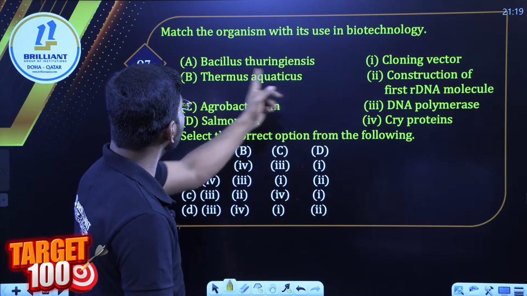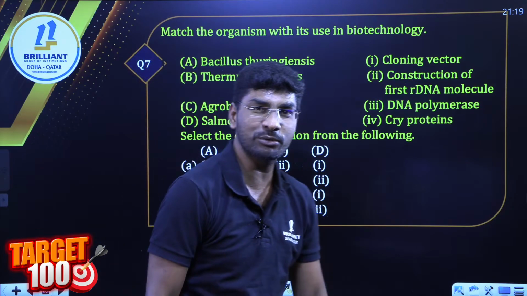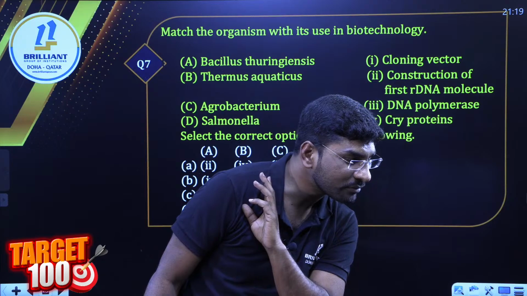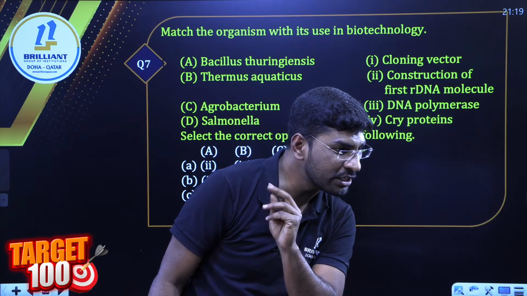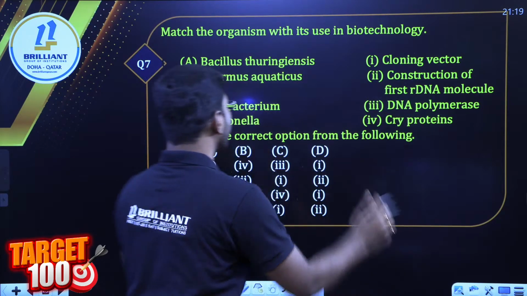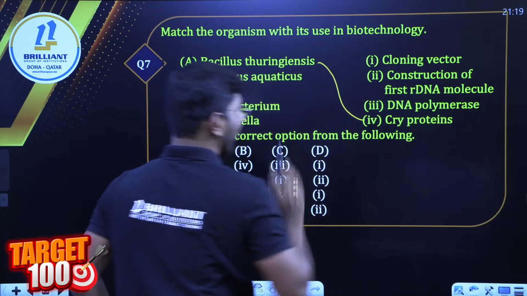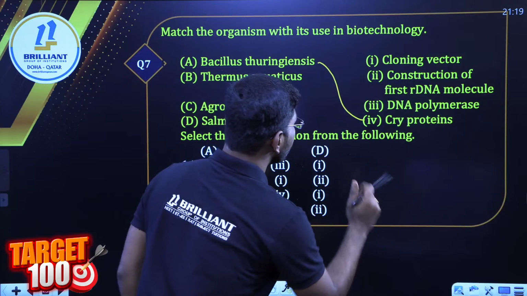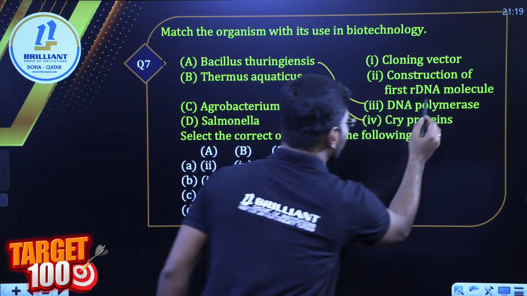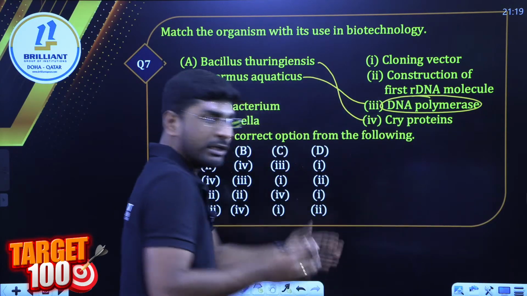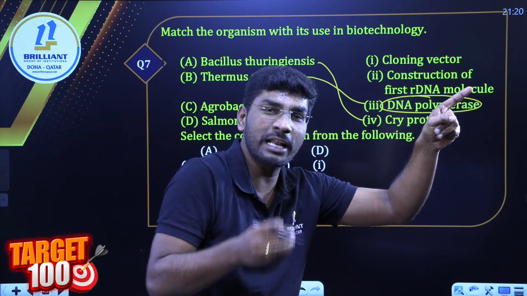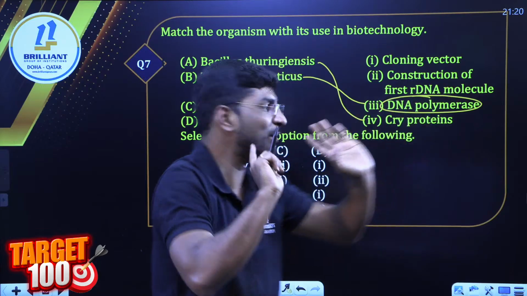Now look at here. Bacillus thuringiensis. So what is the answer? Bacillus thuringiensis, BT, Cry protein. So I am writing that Cry protein directly, right? Next one is Thermus aquaticus. So DNA polymerase. The particular polymerase enzyme coming from Thermus aquaticus is the Taq polymerase, right?